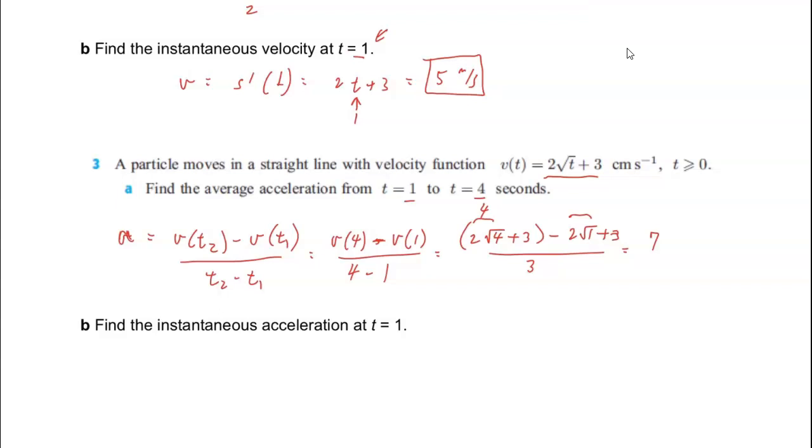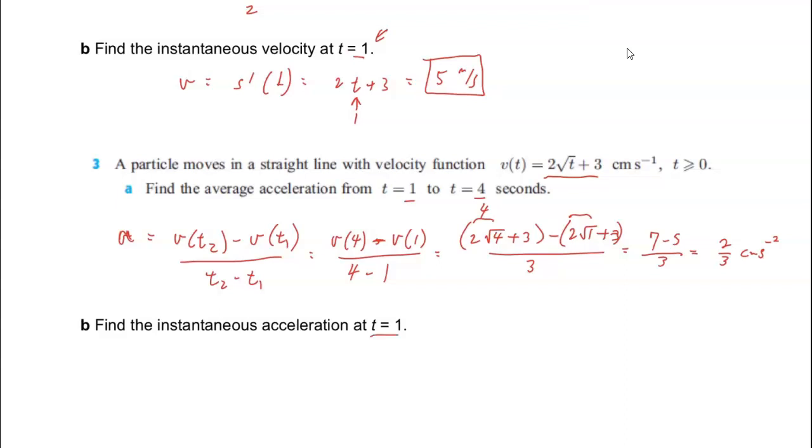Oh, by the way, this is 2 square root of 1 plus 3 in parentheses. So let's be careful about that. 2 plus 3 is 5. Divided by 3. So that would be 2/3 centimeters per second squared. This is the acceleration between 1 and 4 seconds.